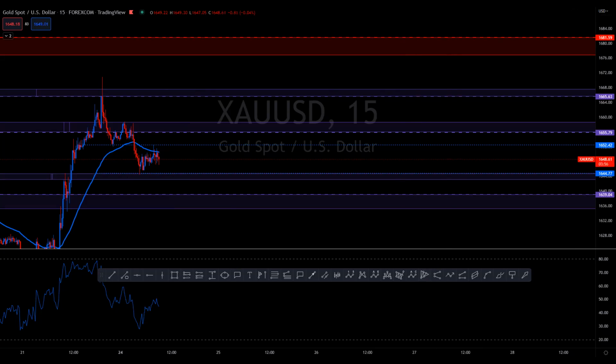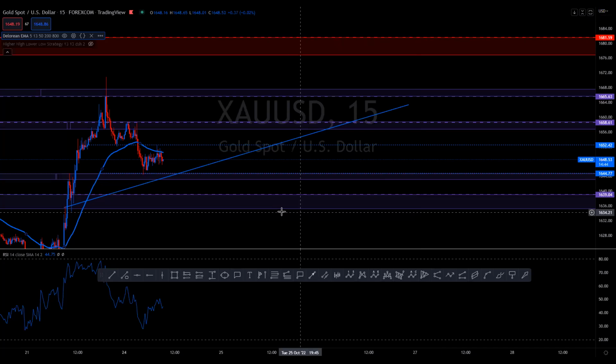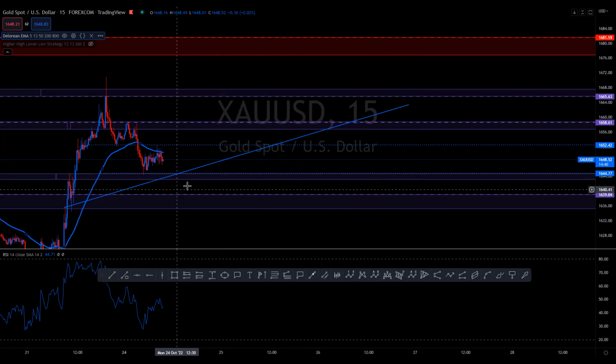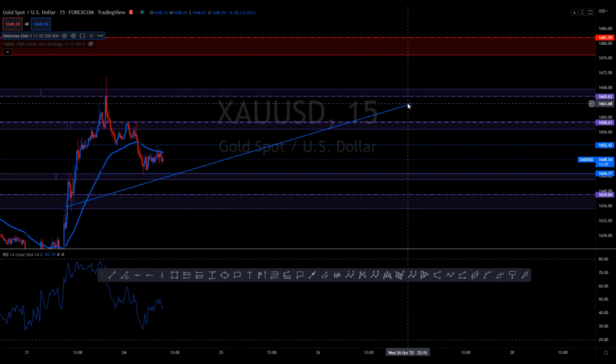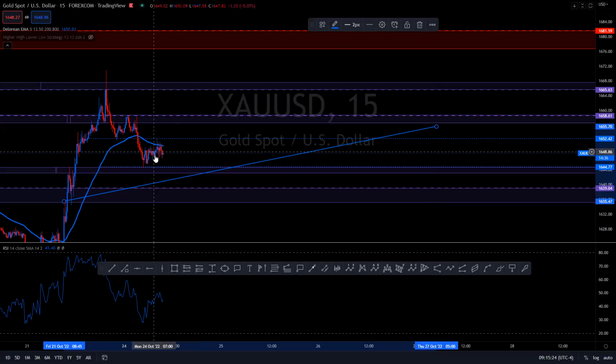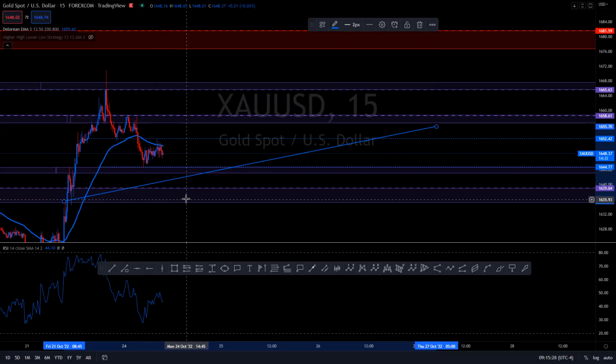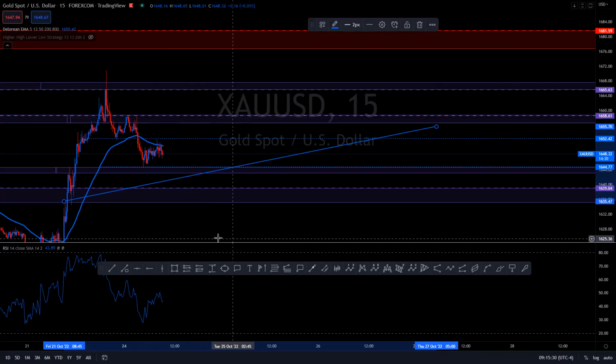So let me pause this recording and wait for the 9:15 candle. We'll see where we're at. So the 9:15 candle has closed. So I'm thinking that price is probably going to drop all the way down to this zone here, curve, and then go up. That's what I'm thinking.